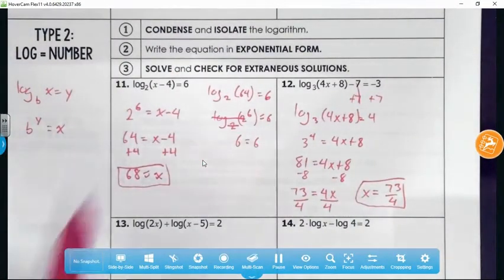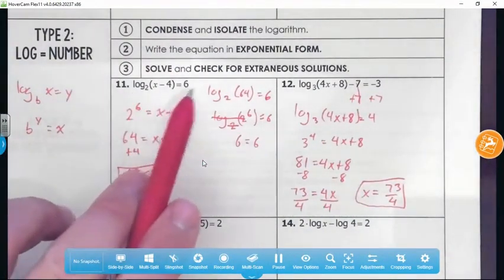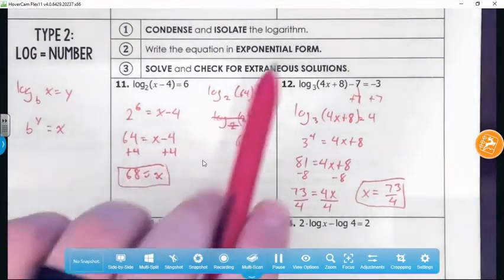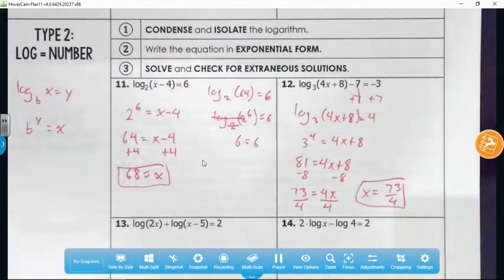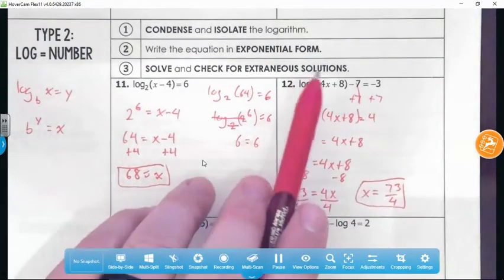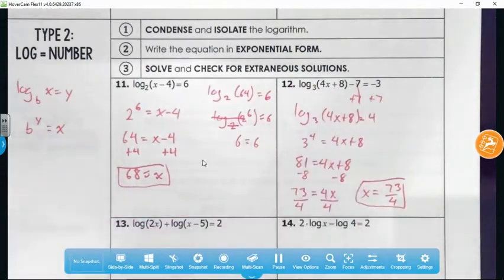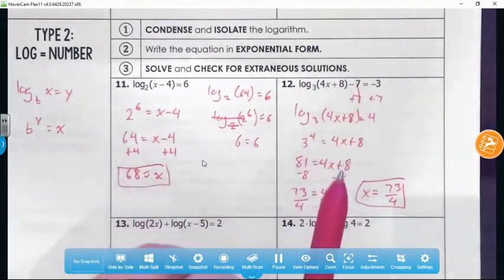And that takes care of when you have a log equal to a number: having to change it into exponential form, solving, and checking for extraneous solutions. Both of these solutions worked. However, if you got an answer that you plugged in to get a negative answer, that would have made it extraneous, because the log's product cannot be a negative number.